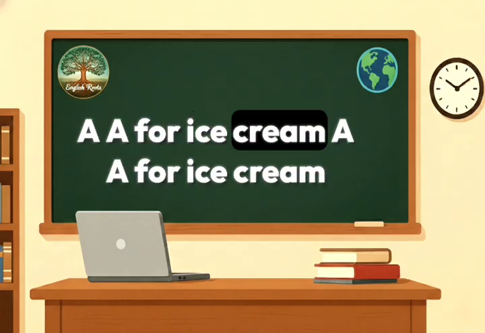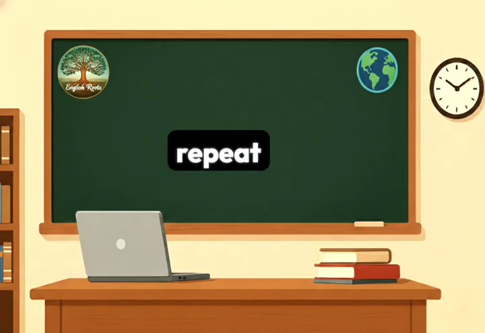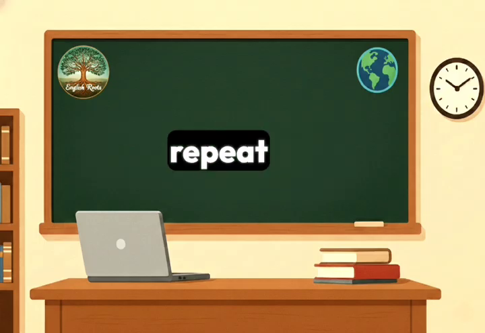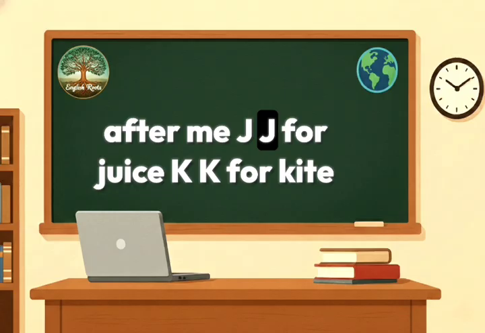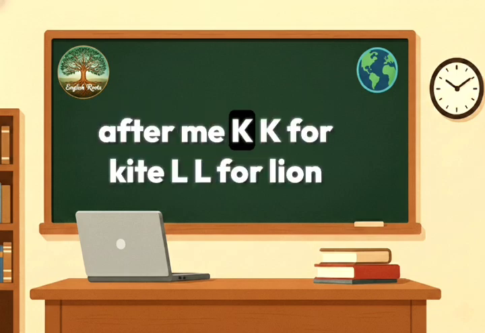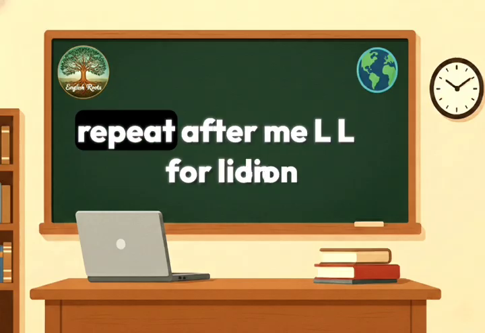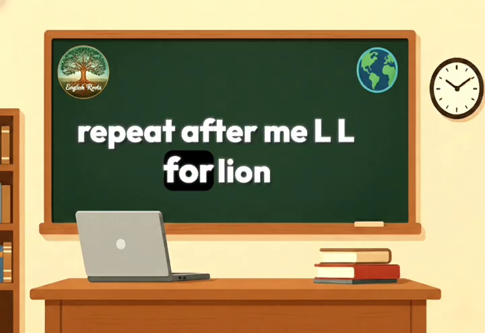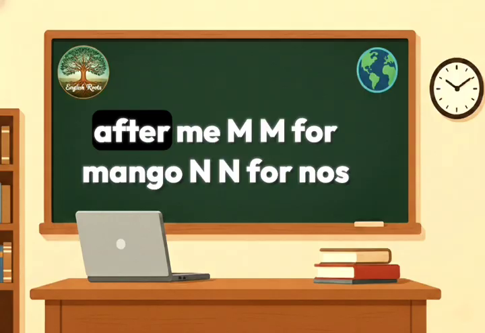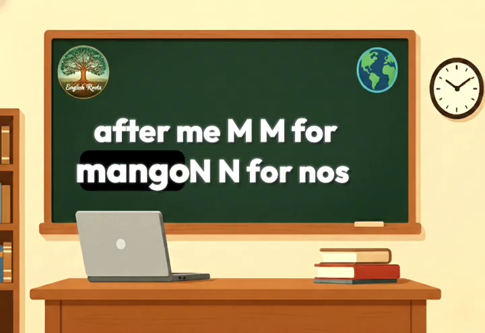I for ice cream. Repeat after me. I for ice cream. J for juice. Repeat after me. J for juice. K for kite. Repeat after me. K for kite. L for lion. Repeat after me. L for lion. M for mango. Repeat after me. M for mango.